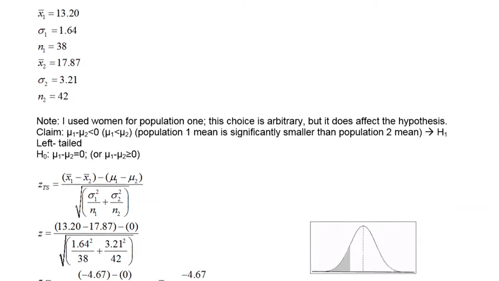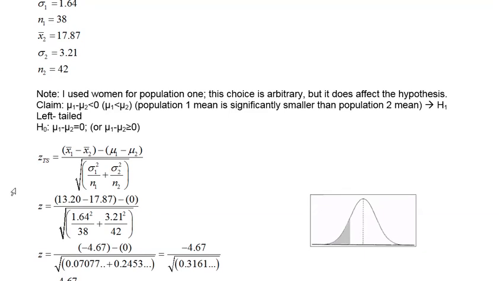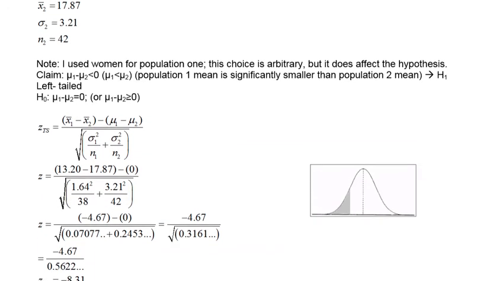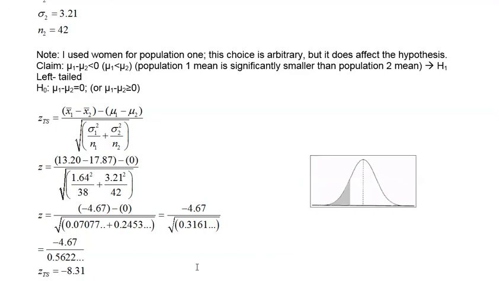I showed a few of the intermediate calculations. Definitely you want to show your formula, your substitution, and your final answer, but the intermediate ones, that's optional. Do make sure that you're keeping all the digits in your calculator as you're doing those questions. So we get a fairly high test statistic, minus 8.31, or fairly low if we consider that as negative.